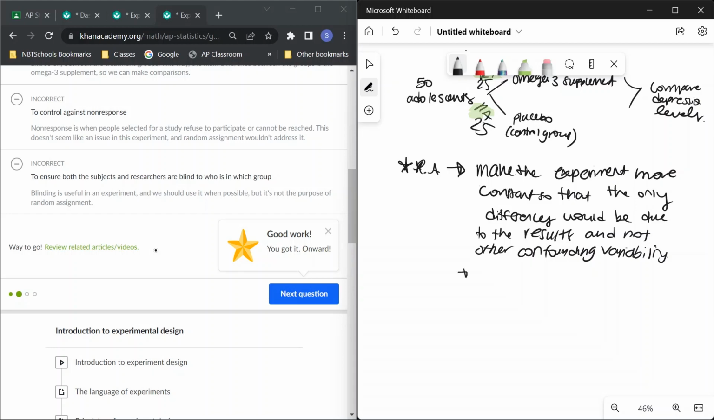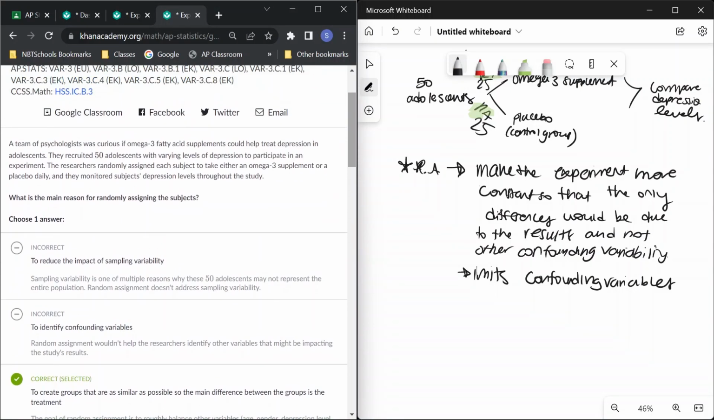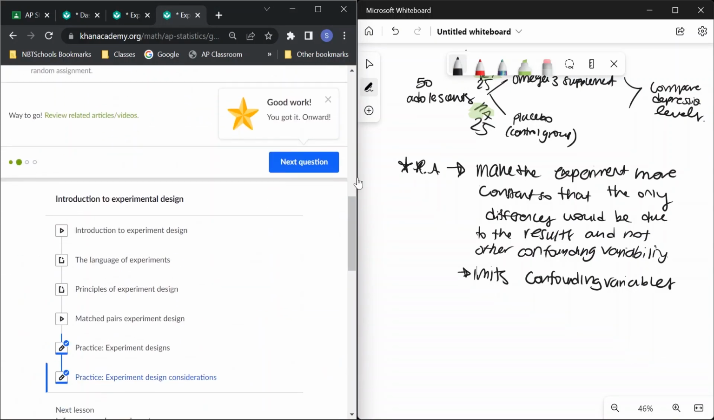So random assignment limits confounding variables. And back to another point of sampling variability. Sampling variability is basically as many samples you take, you're going to get a different answer for whatever parameter you're looking for. And so that speaks to how it may be possible that your sample may not be representative of the population. Okay, moving on.